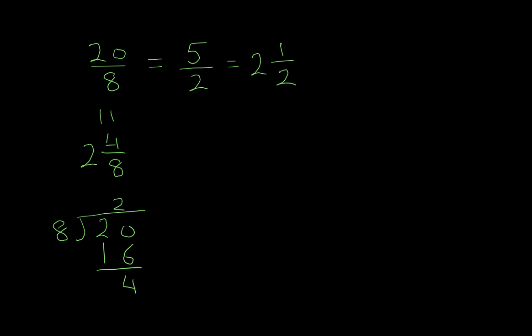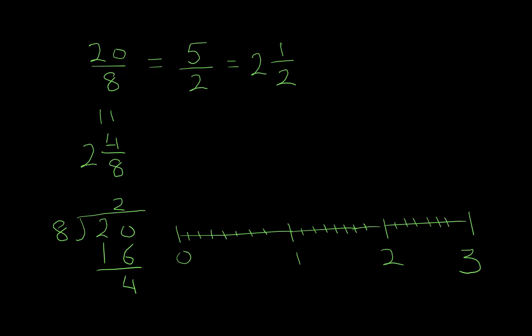Another way of thinking about why this is true is because you have 0 to 1, 1 to 2, 2 to 3. If I think of this as a number line, 0, 1, 2, 3, I am going to break it up. Every whole number is going to be broken up into 8 parts. So if I have 20 parts, they're going to be 8 parts over here, 8 parts over here, and then I'm going to get 4 parts over here. So I'm going to get 20, which is 2 whole and 4 eighths.